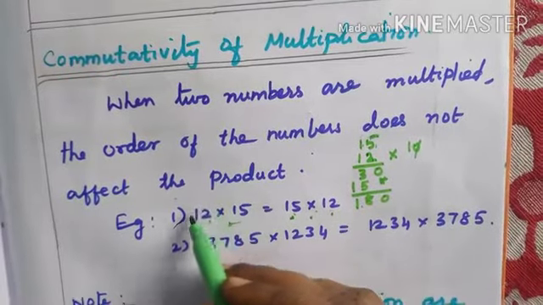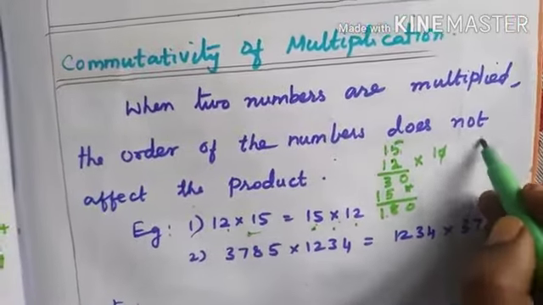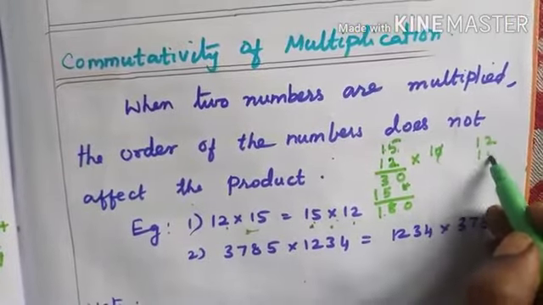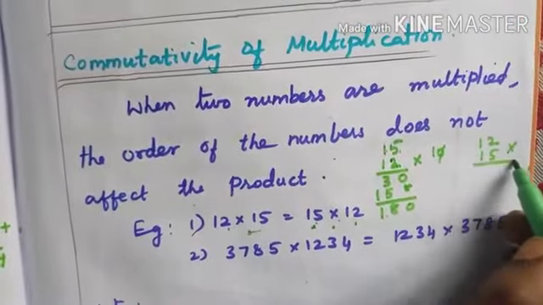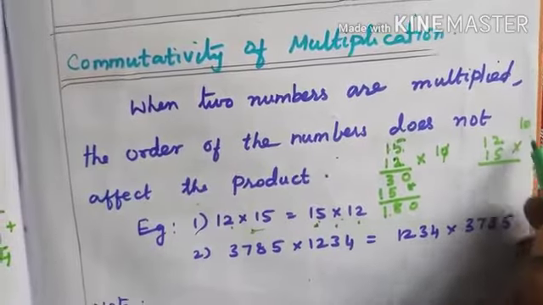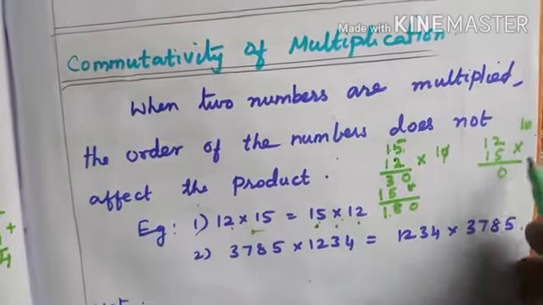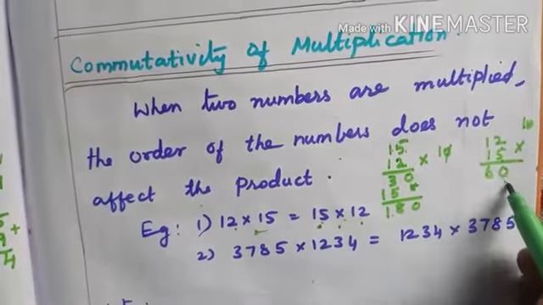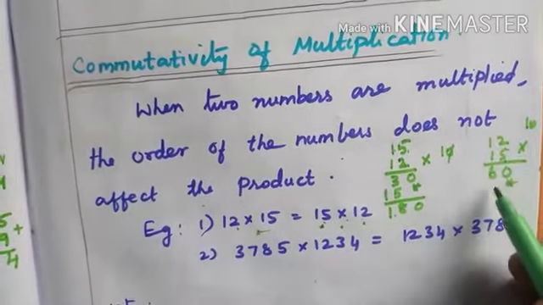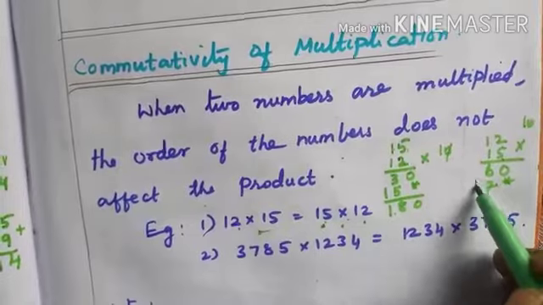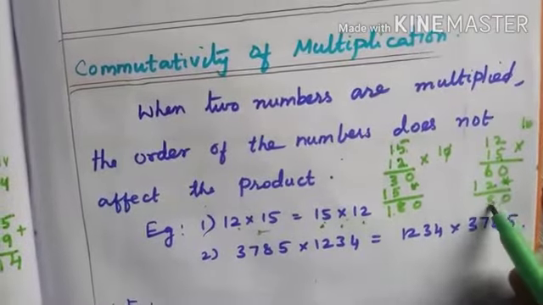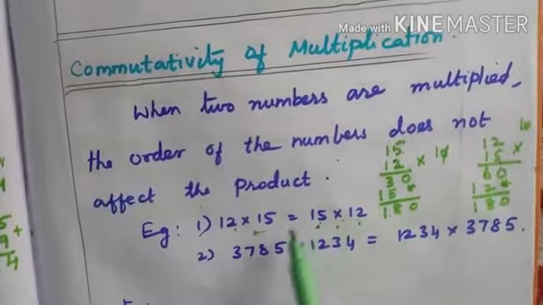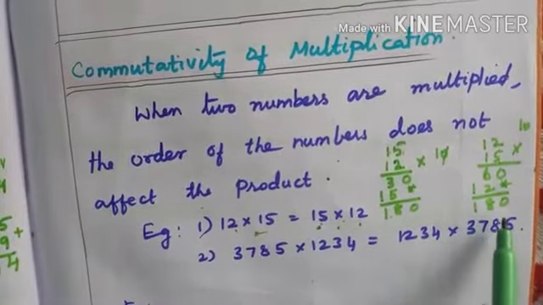Now when we are multiplying 12 into 15. So 12 here and 15. When we multiply, 2 fives are 10. 0 here, 1 we keep. 1 five is 5 plus 1, 6. Put a star here. 2 ones are 2. 1 one is 1. So 180. Now you see, here also we are getting the same answer.